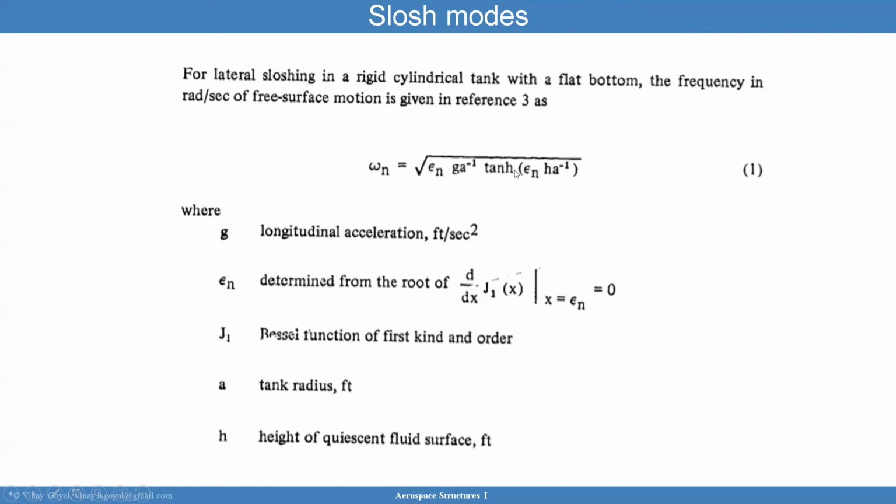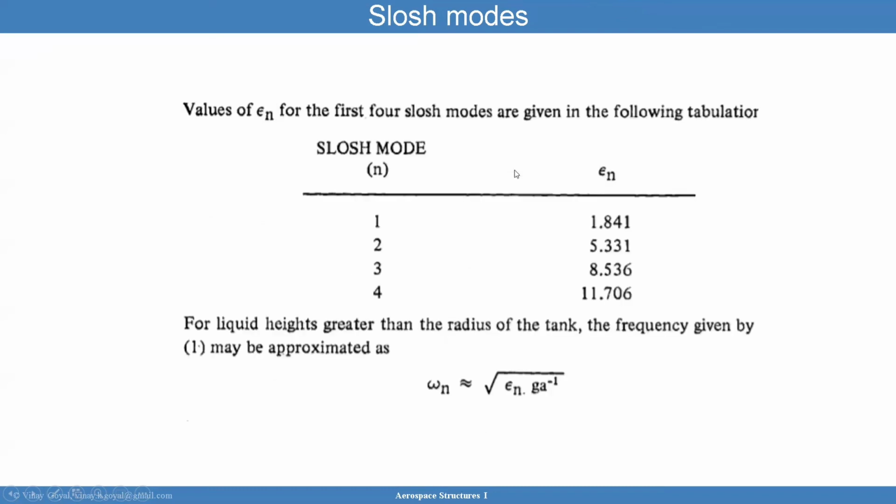Here, h is the fluid surface height. And so epsilon n can be found depending upon the slosh mode of interest. And for liquid height greater than the radius of the tank, the frequency can be approximated this way, which makes it easier.